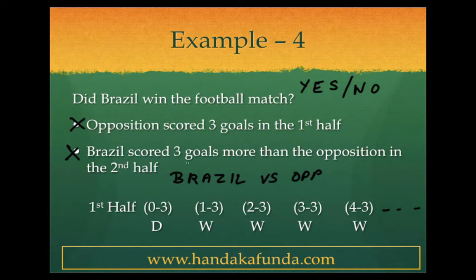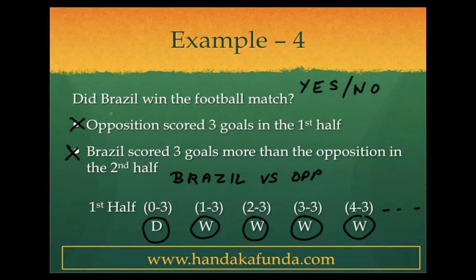In the second half, Brazil scored 3 goals more than the opposition. So earlier, if the gap was 3 against Brazil, the match would end in a draw because it would be 3-3. However, if it was 1-3 in the first half, Brazil would end up winning. If it was 2-3, Brazil would end up winning. If it was 3-3, Brazil will end up winning. If it was 4-3, 5-3, 6-3, 7-3 or anything like that, Brazil will end up winning.